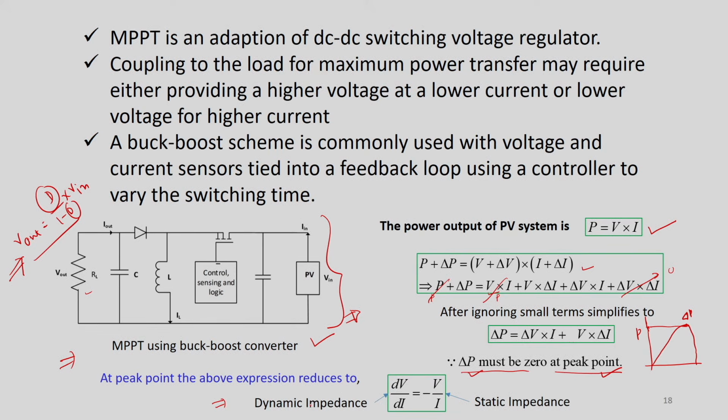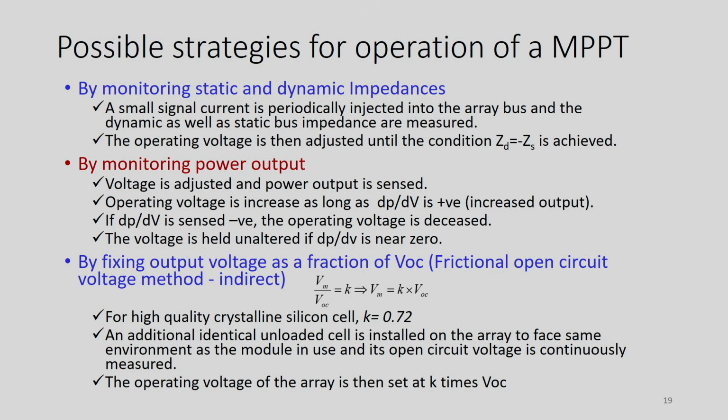This dV/dI is known as the dynamic impedance of the source, and this minus V/I is the static impedance. So, this knowledge is applied for controlling the operation of MPPT. Now, what are the different strategies adopted for operation of an MPPT? The first one is by monitoring static and dynamic impedances, the second one is by monitoring power output, and the third one is by fixing output voltage as a function of open circuit voltage.